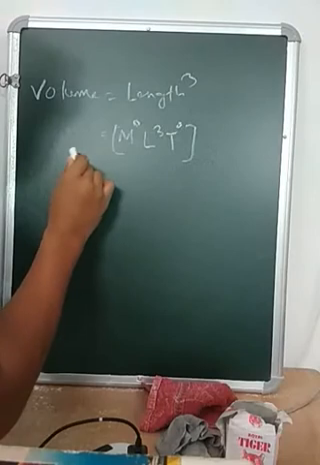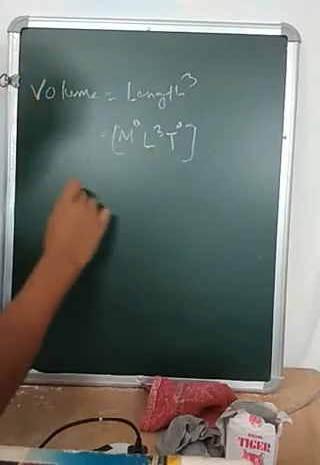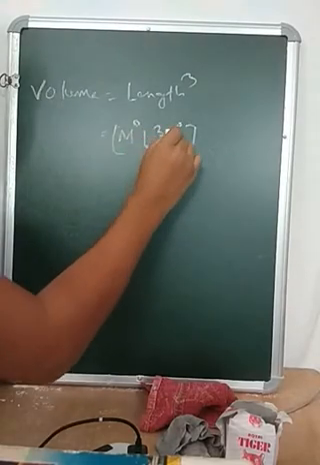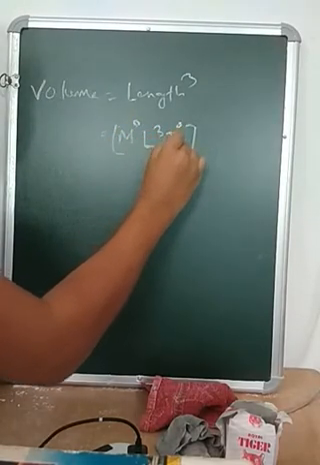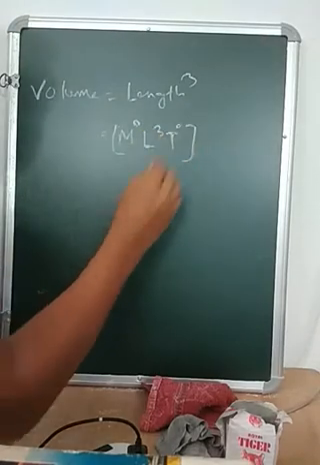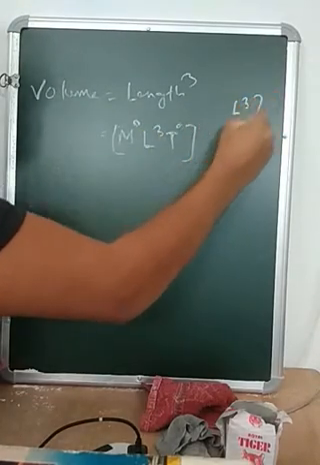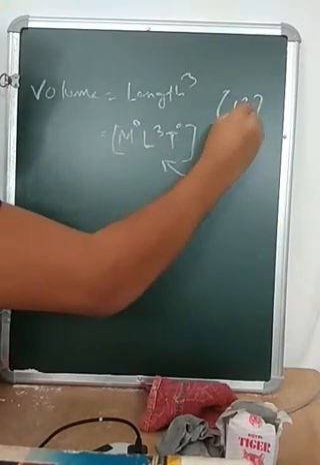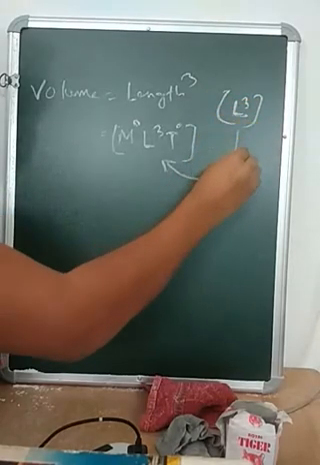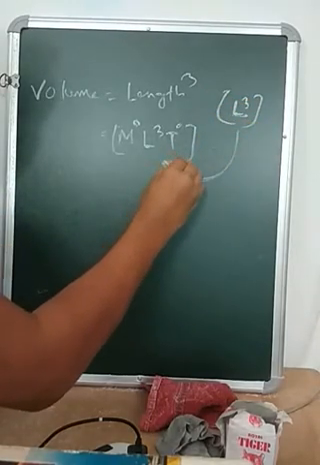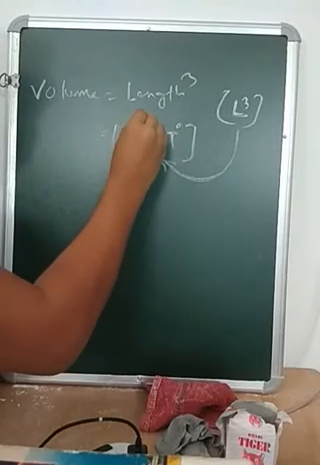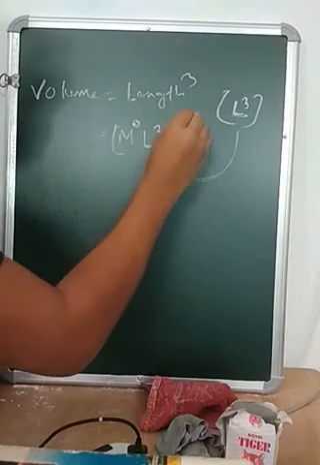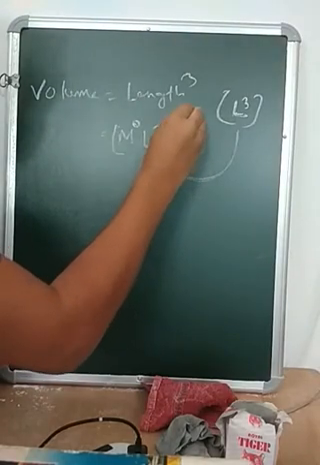So what is the dimension of volume? The dimension of volume is 0 dimension in mass, 3 dimension in length, and 0 dimension in time. We represent this as M to the power 0, L cube, and T to the power 0. We do not write this as simply L cube. We write the final formula in terms of M, L and T form. If there is no M term, then we write M to the power 0, and if a term is absent, then we write T to the power 0 and M to the power 0.